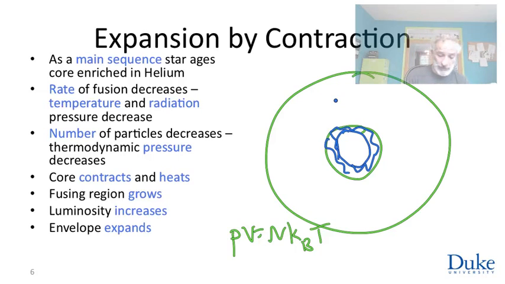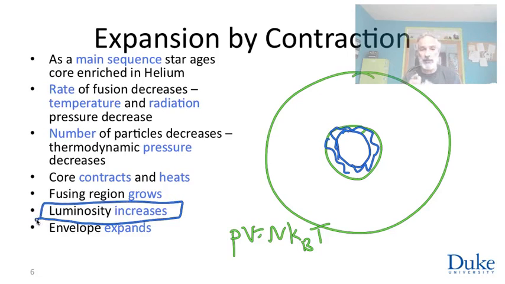The net result is that the core heats, the fusing region grows, and the total power production of the star increases. When the core contracts, the luminosity increases. The increased power output from the core, in turn, applies extra radiation pressure and extra thermodynamic pressure to the rest of the star, and the star balloons out a little bit. So over the course of its main sequence lifetime, as it slowly runs out of hydrogen in the core, the star's core contracts and heats and accretes more hydrogen into the core, resulting in the fact that the outer envelope of the star grows and luminosity increases. This is a very important fact.